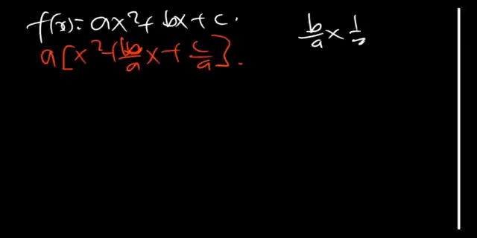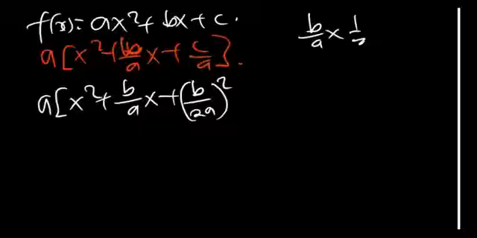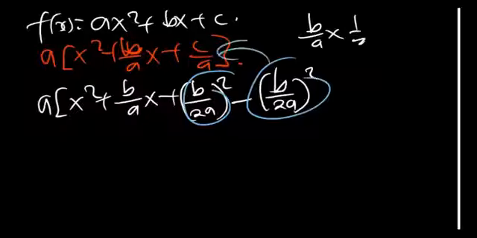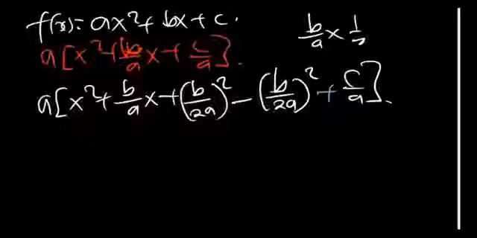So this is going to be a, x squared plus b over a x plus, now this is going to be b over 2a, and this has to be squared. The same thing which I've done here, I'm going to say minus the same thing, b over 2a, which also has to be squared. The reason why I'm doing this is if I do this minus this, I go back to my original equation. Then I put plus c over a.